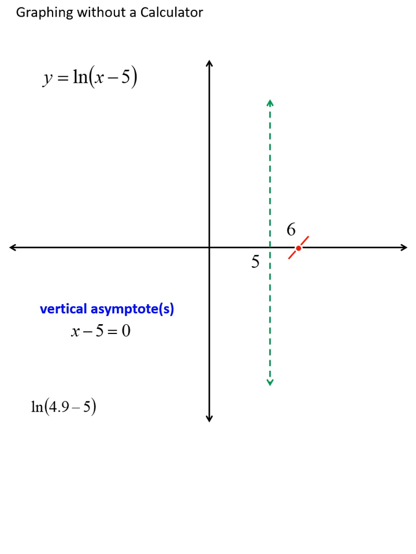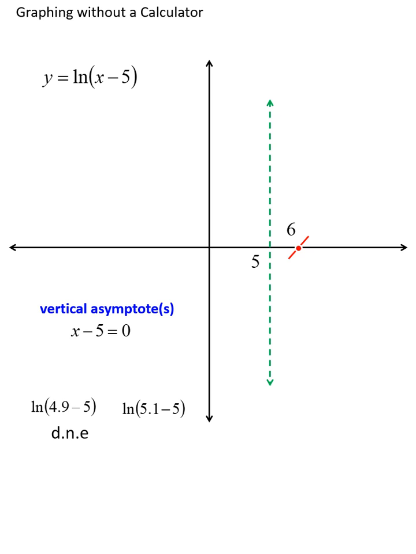4.9 minus 5 is a negative number. Natural log of a negative number does not exist. And therefore, there's no graph. The graph doesn't exist when x is 4.9. In fact, if you think about it, if x is any number to the left of or less than 5, this function will have a negative argument and therefore won't exist in the real number world. So there is no graph to the left of that vertical asymptote.